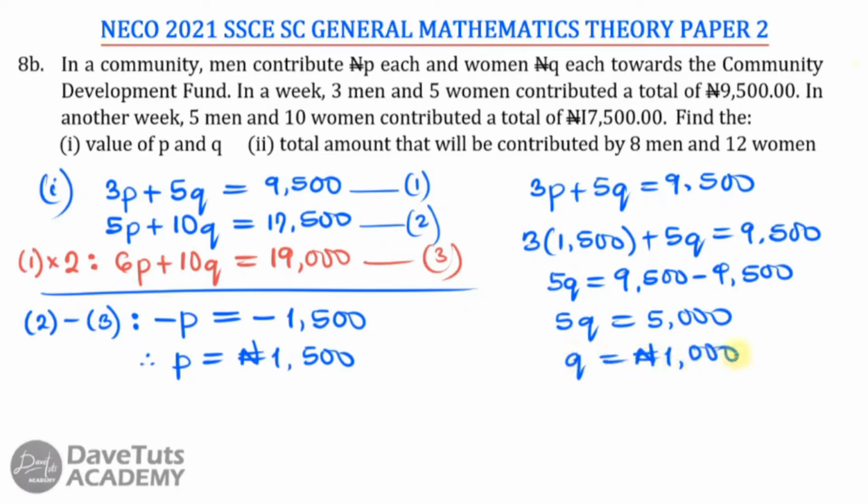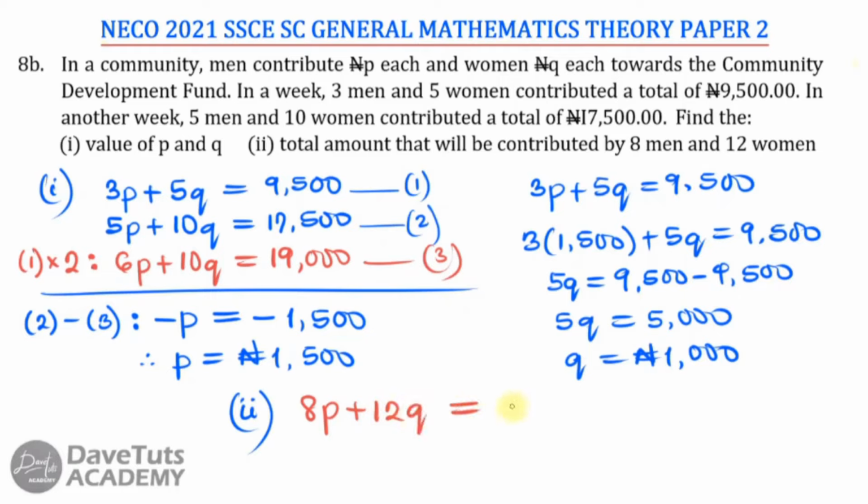And I think this is a good means of sharing the responsibility: men are paying 1,500 naira each, while women are paying 1,000 naira each. So that is all about that. In the second case, we are asked to find the total amount that will be contributed by 8 men and 12 women. That will be 8P plus 12Q. That's what we are being asked.